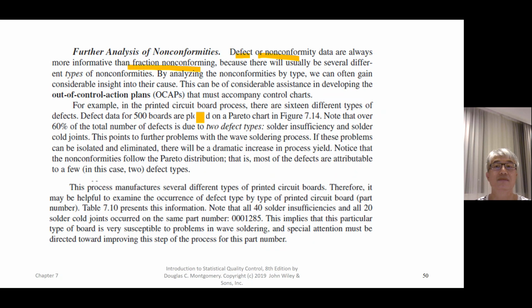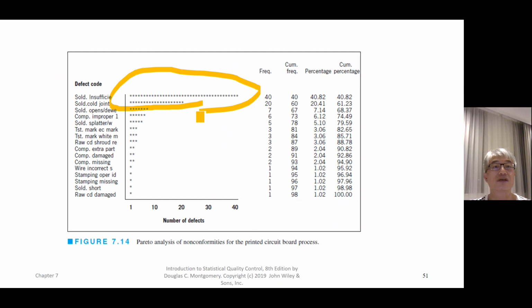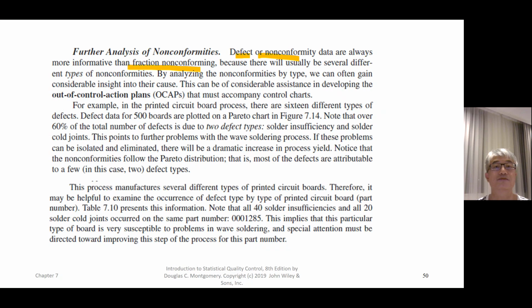However, note that over 60% of the total number of defects is due to two defect types, solder insufficiency and solder cold joints. Insufficiency and the cold joints. So this points to further problems with the wave soldering process. If this problem can be isolated and then eliminated, there will be a dramatic increase in process yield. That's for sure. So in such circumstances, process adjustment, process qualification, or even process improvement by using design of experiments can be warranted.